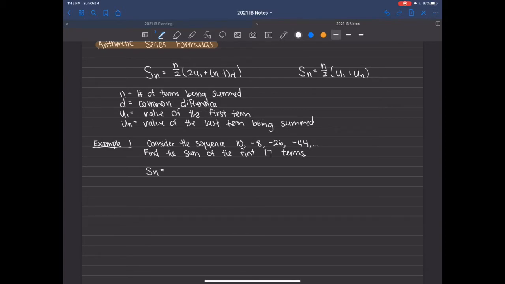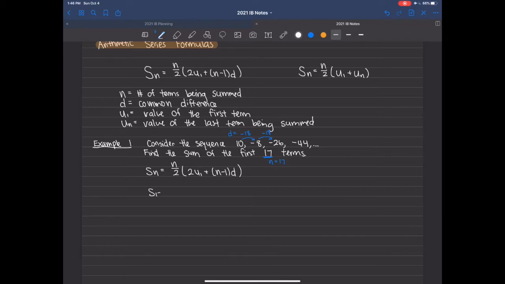So S sub n is equal to n over 2 times 2 times u sub 1 plus n minus 1 times the common difference. Okay, so the first 17 terms tells us that n is equal to 17. The jump from 10 to negative 8 down to negative 26 looks like we're adding a negative 18 each time. So that's our common difference. And our first term in the sequence is 10. And so we have everything that we need in order to plug into our formula.